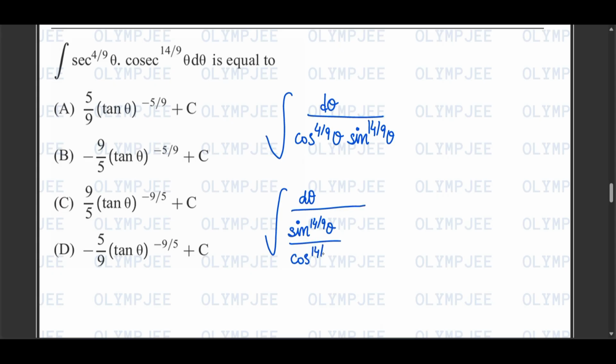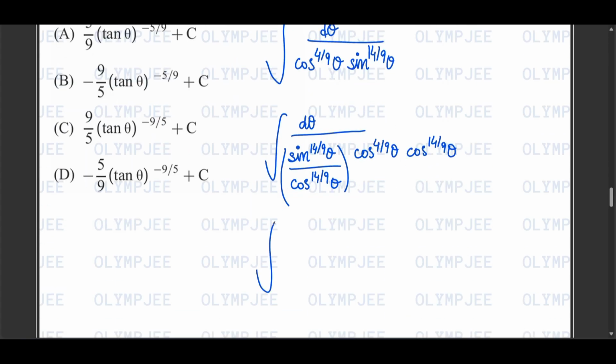So I form tan using this, and I'm left with cos theta raised to the power 4 by 9 multiplied by cos theta raised to the power 14 by 9. So let us simplify this. I will get d theta. This would be cos square theta, which will become sec square theta in the numerator. And this will be tan raised to the power 14 by 9 theta.